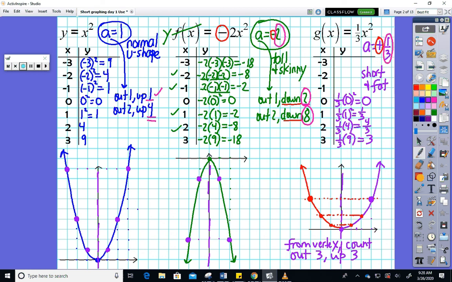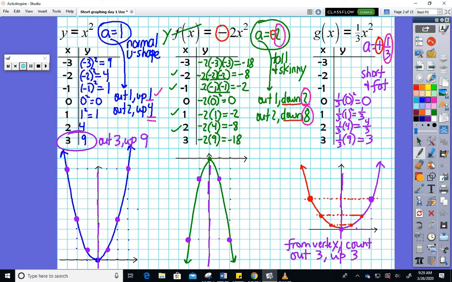I don't like graphing fractional points, and my math lab won't let you graph the points that have fractions. So you want to look for points that have nice, neat whole number coordinates. So where did the out 3, up 3 come from? All right, I want you to look in the first T-chart. 3, 9 said from the vertex go out 3, up 9.